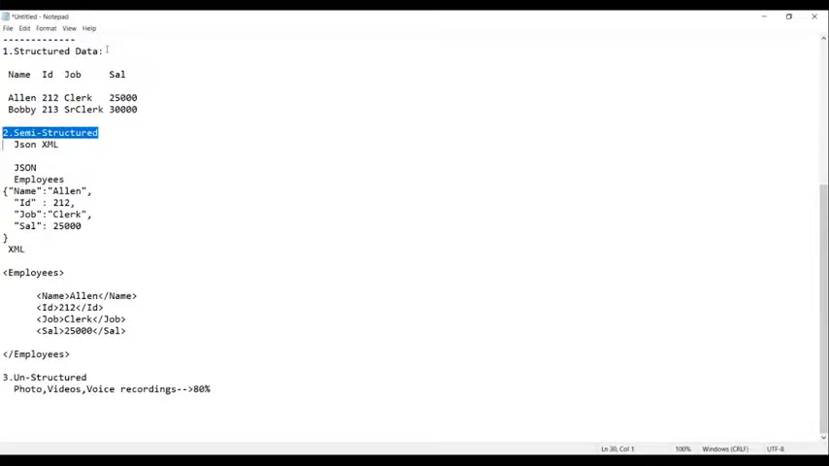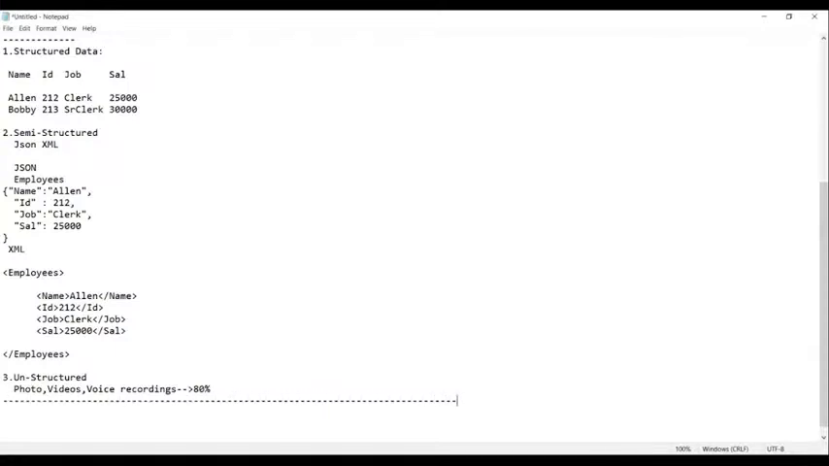Whereas 80% will be unstructured. It does not follow any kind of structure. Getting my point, everyone? Am I right, everyone? Okay. So now the next one after this. So these are the things we have.